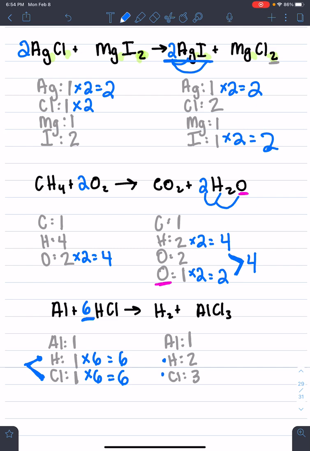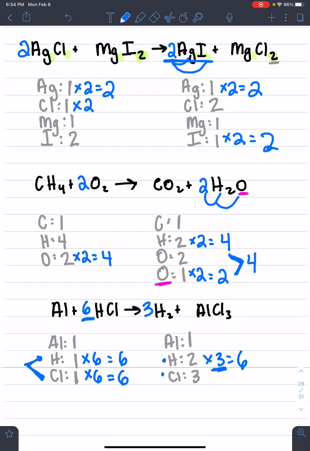Alright, so now we look at our other side. We see our Al's, they're all good. So now our H's, we have a 6 here and we have a 2 here. So we have to multiply this by 3. That equals 6. The next one, we have a 3. Oh, let's remember to put this number in before we forget. So let's put that 3 up here.